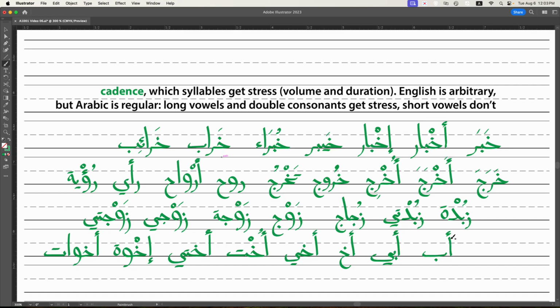And then at the bottom here, we have a very easy word, ab. Ab means father. So abi is my father. Very easy. Akh means brother. So akhi is my brother. Ukht means sister. Notice here I have dhamma atop the hamza.